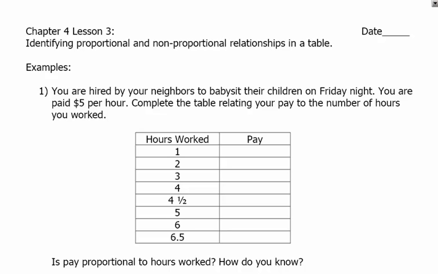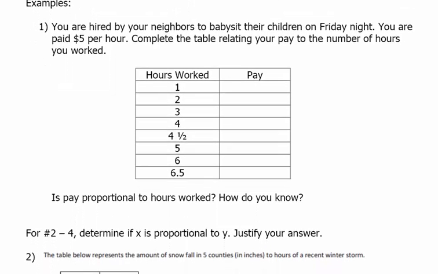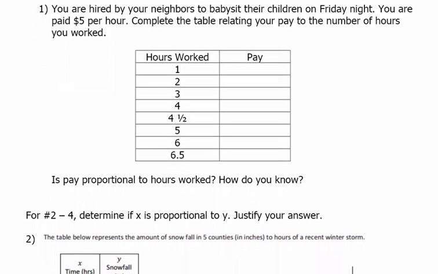We're on to lesson 3 of this chapter on proportions and ratios. We're going to talk about identifying proportional and non-proportional relationships in a table. A table has an x and y column. If you recall, y is the dependent variable. So in this case, we need to figure out which depends on which.